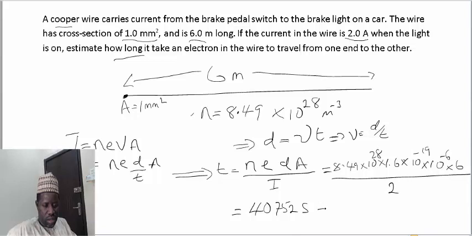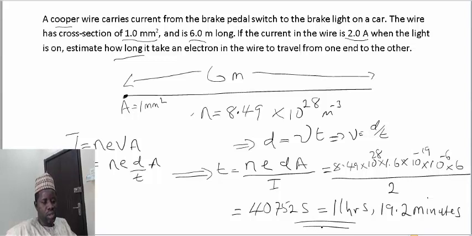4,752 seconds, and this is equivalent to how many hours? This is around 11 hours 19.2 minutes. So this is the period it will take: a very small velocity means a long time. The electron is going to take 11 hours before an electron at this end moves to this end.